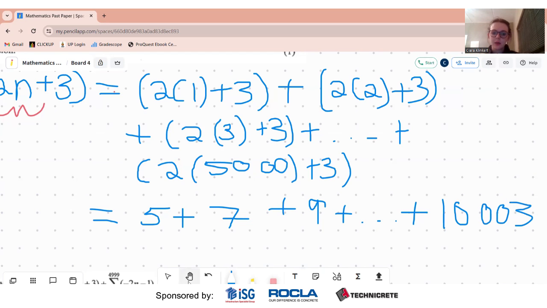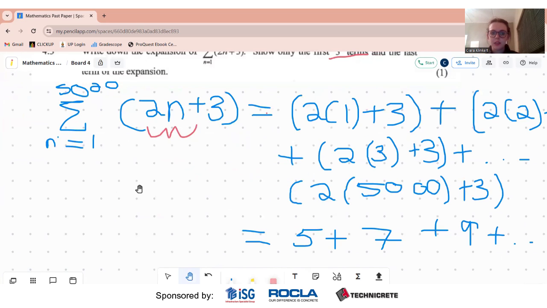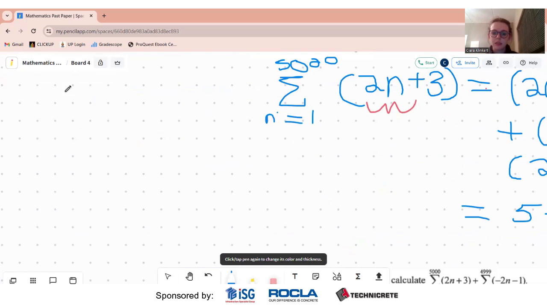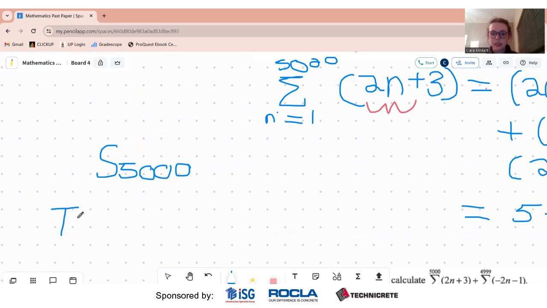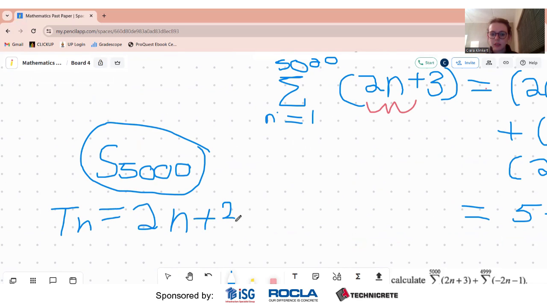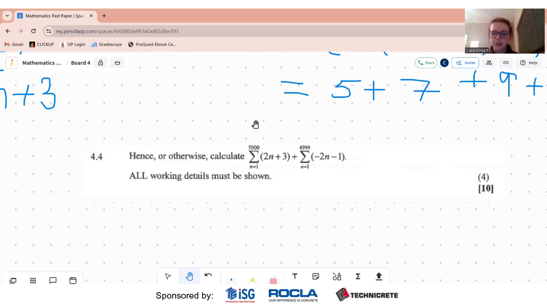Okay, so that question is done. I hope you understand how this sigma works. It's just saying we must take the sum from position n is equal to 1 to 5,000 of Tn plus 3. This would be equivalent to me saying S 5,000, where I tell you that Tn is, so we need to calculate this if Tn is equal to 2n plus 3. I hope that makes sense. All right, now the next question.